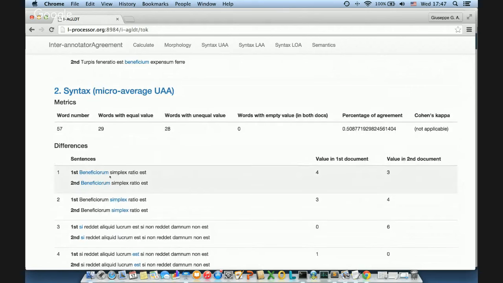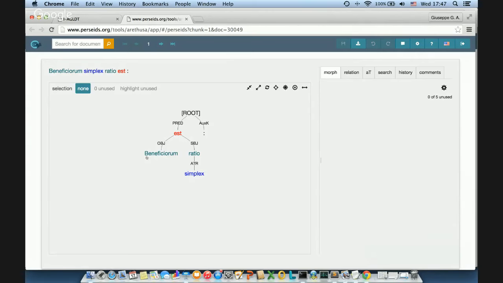What is also interesting is that if I click, for example, on this word, I can directly have access to the tree which has been annotated by the first annotator. And I see that he decided, so this is the sentence. Let me translate it again so that you can follow the entire line of my reasoning.